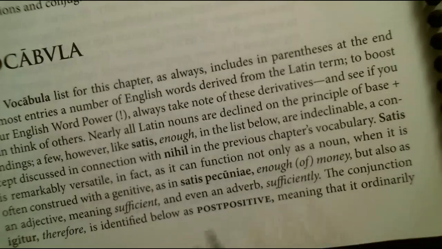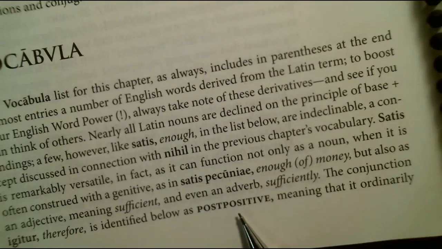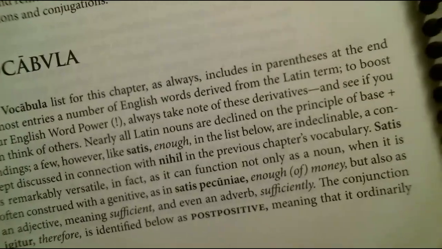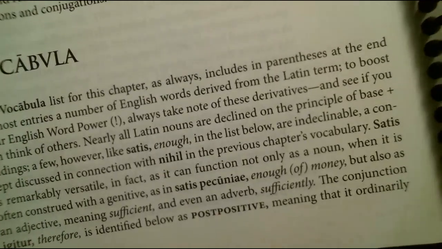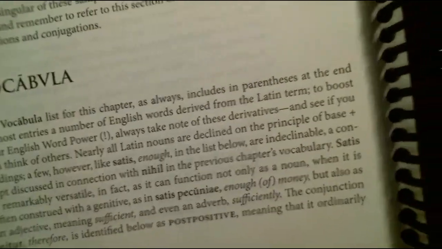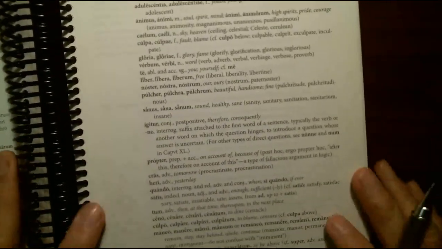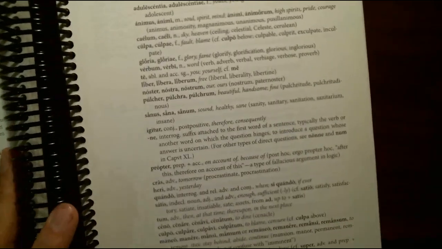Okay? They talk about igitur. This is listed in your vocabulary. This is somewhat redundant because they explain this in the vocab list, but yeah, satis, indeclinable. It's always going to be satis. You don't add endings to satis. Same thing with nihil. You don't add endings to nihil. But they can function in all the cases, okay? So they can function in the nominative case and whatnot, but you're not going to see case endings.